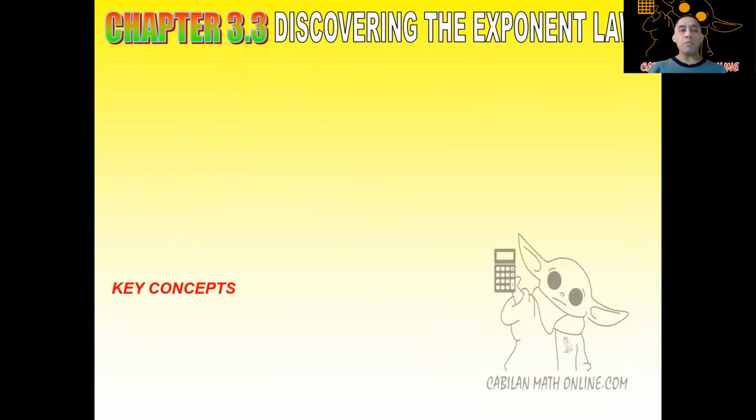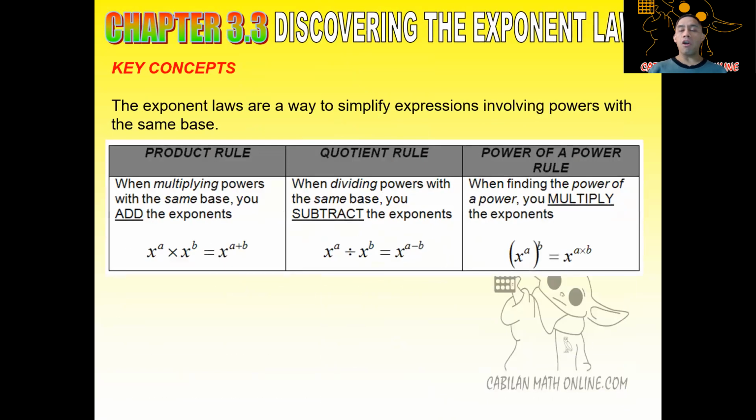All right, so the exponent laws, in general, there are 3 basic ones, as I said before, with a little twist and turn to one of them. I'll get to that when we look at that example. Here we have the 3 rules, which are the product rule, the quotient rule, and the power of a power rule.